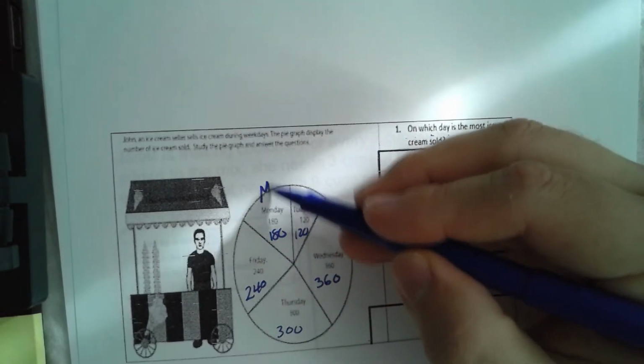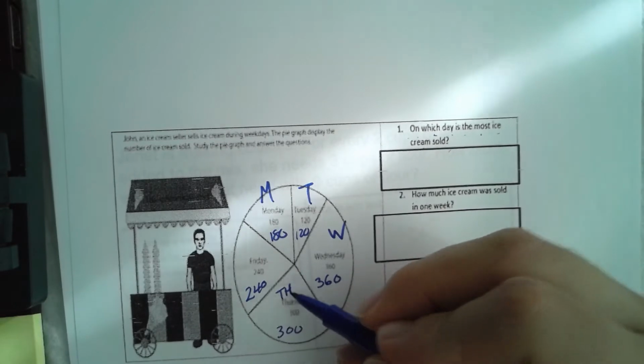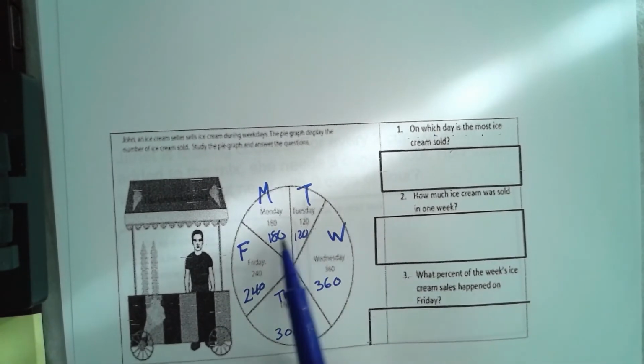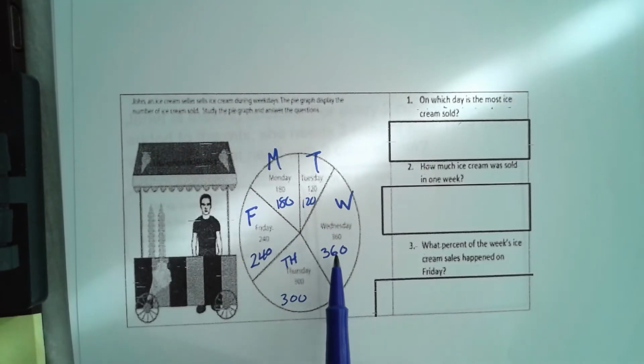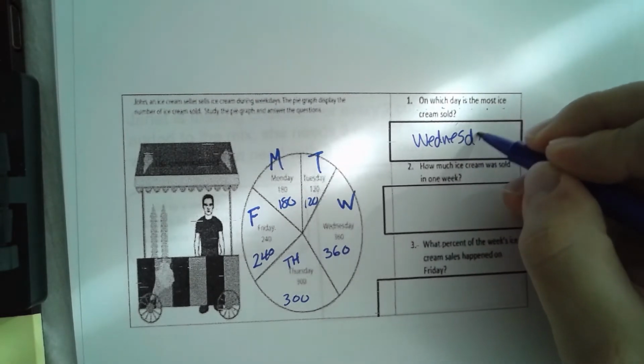Okay, this is Monday, Tuesday, Wednesday, Thursday, Friday. So which day did he sell the most ice cream? Right here, right? This is the biggest number, so it's Wednesday. That one's easy, right?